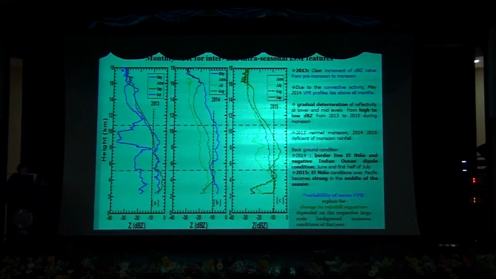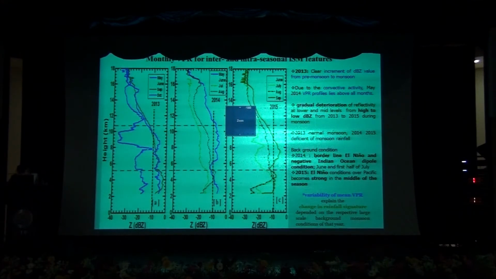Well, now the monthly mean vertical profile of reflectivity. The monthly mean vertical profile of reflectivity characteristic is shown here in this slide, associated with the surface rainfall. Different colors represent different months. There is a clear increment from pre-monsoon months to monsoon months in 2013, and the vertical line represents a theoretical threshold of minus 10 dBZ to distinguish between precipitating and non-precipitating clouds.